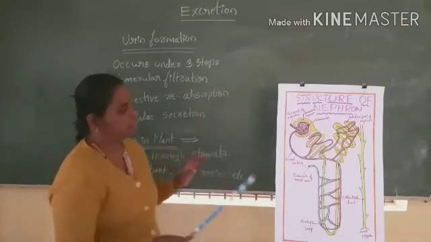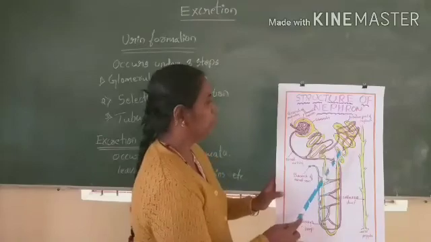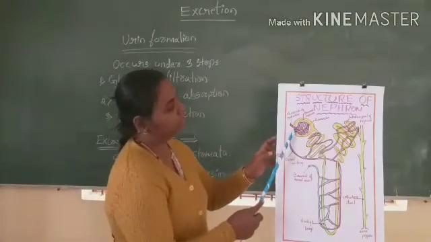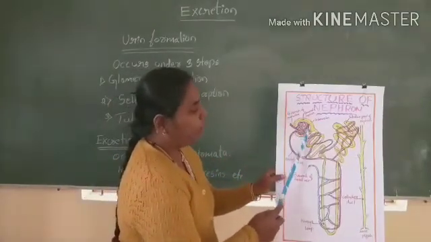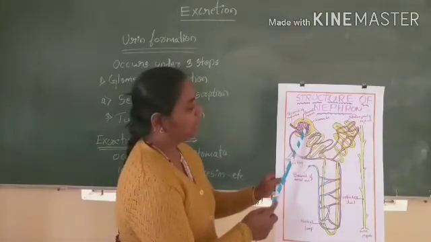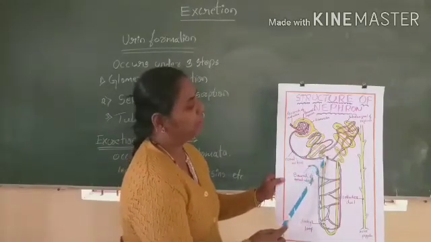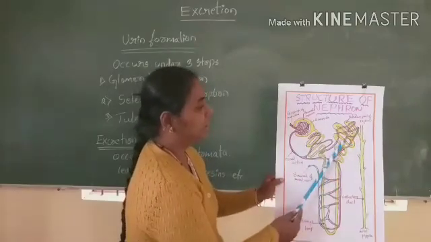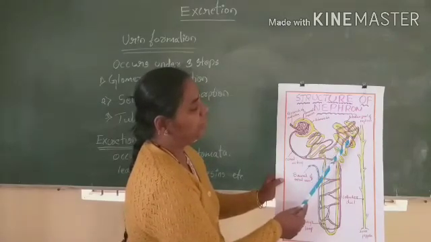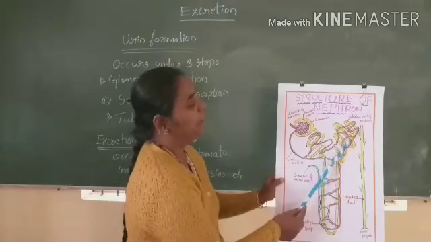Later, the filtrate enters into the descending convoluted tubule. In this descending convoluted tubule, what happens? Tubular secretion occurs. That means, when the blood rushes into the glomerulus, all the unwanted materials are not filtered. Some unwanted materials like urea and uric acid may remain in the blood passage. So those unwanted materials are taken up again by the tubule of the nephron. Therefore, the tubule of the nephron selects or absorbs the remaining material from the surrounding blood capillaries.